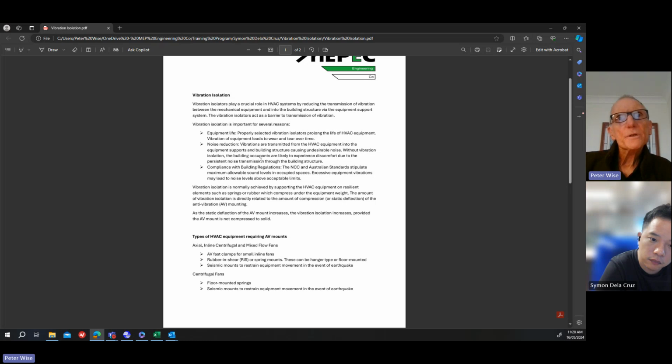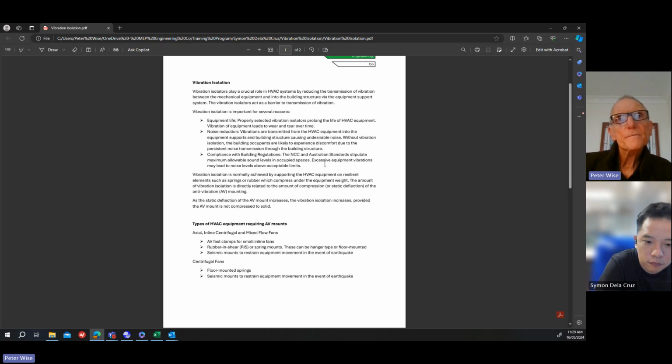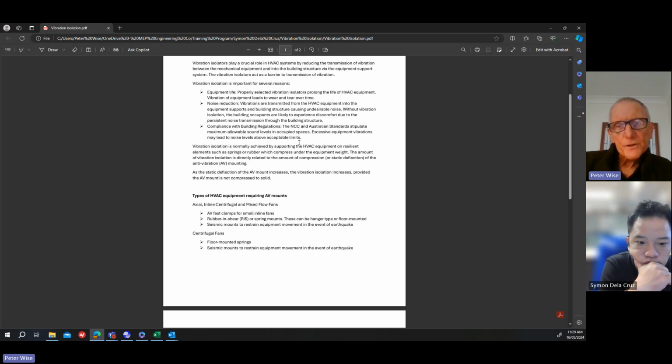So the occupants of the building are likely to experience discomfort due to the persistent noise transmission through the building structure. And there are building regulations which stipulate what the acceptable sound levels are. So we have to comply with that. So vibration isolation is normally achieved by supporting the equipment on resilient elements such as springs or rubber mounts, which compress under the equipment weight. The amount of vibration isolation is directly related to the amount of compression or static deflection of the anti-vibration mounting.